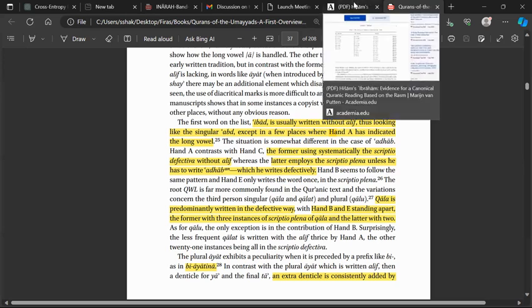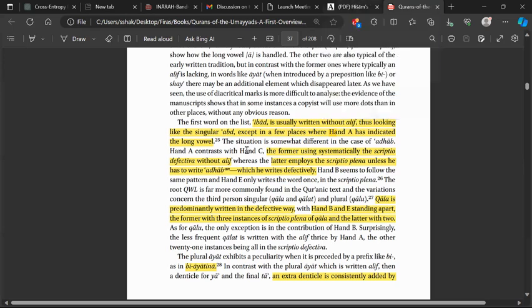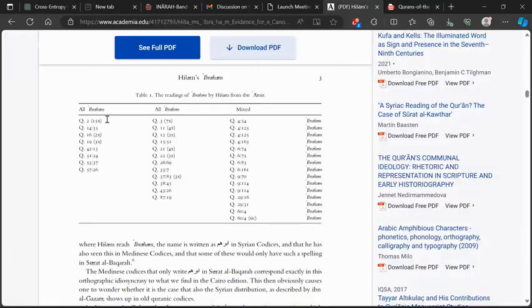We were also discussing the Ibrahim thing. This is a Van Puden's paper. Now, the standard claim of most people is that Baqarah alone had the spelling without the alif. But the truth is, when you look at manuscripts, that pattern doesn't really show up.